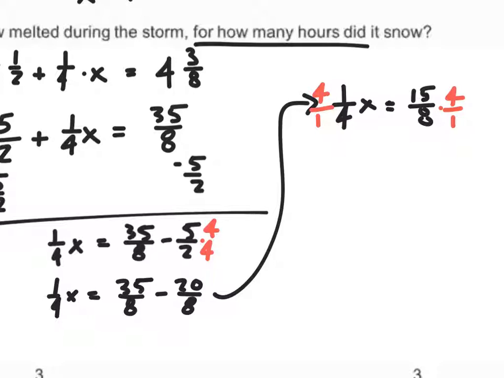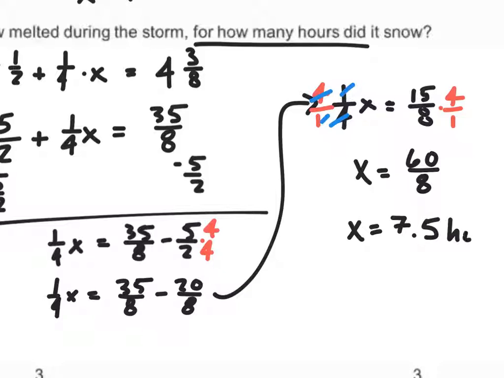Okay, so the 4s are going to divide out. The 1s divide out. You're simply left with x, and then you've got 15 times 4, okay, which is going to give you 60 over 8. Now, 60 divided by 8 gives us 7.5. So this snow fell for 7.5 hours.